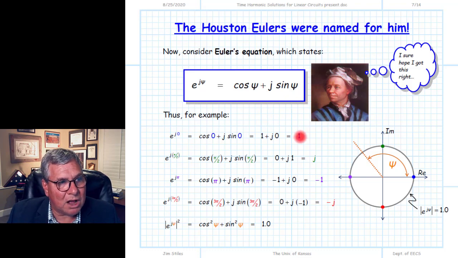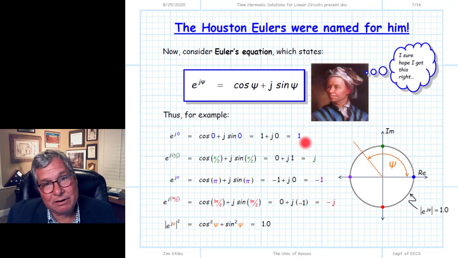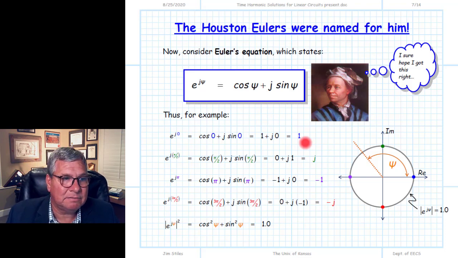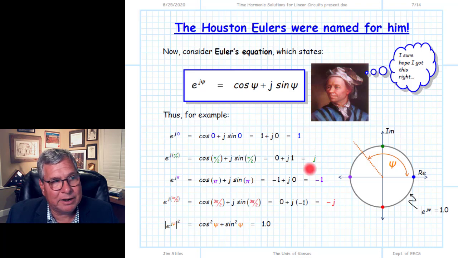The value 1 is a complex number that has a real part of 1 and an imaginary part of 0. But also 1 is a complex number which has a magnitude of 1 and a phase of 0. Likewise, j is a complex number which has a magnitude of 1 and a phase of pi over 2, a rotation angle of pi over 2. Minus 1 is a complex number which has a magnitude of 1, not minus 1, a magnitude of 1. The magnitude must be positive, and an angle, a rotation angle of pi.